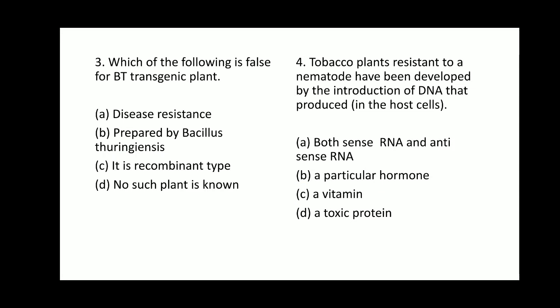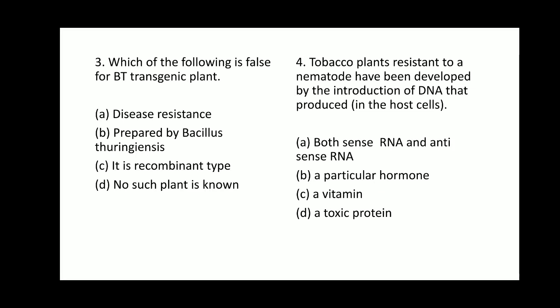Question number 3. Which of the following is false for Bt transgenic plant? Option A, it is disease resistance. Option B, prepared by Bacillus thuringiensis. Option C, it is recombinant type. Option D, no such plant is known. Which is false about Bt transgenic plant?